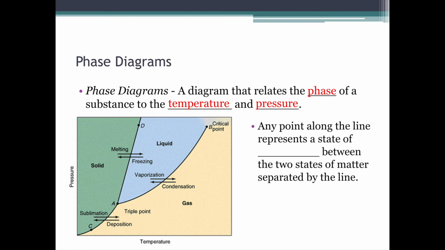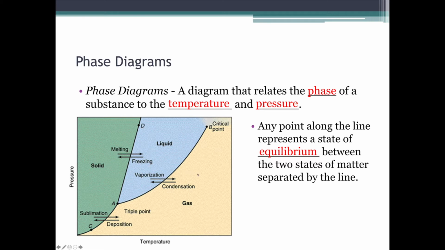So in a phase diagram, any point along a line represents a state of equilibrium between two states of matter separated by that line. That is where a phase change is happening. On a phase diagram, the three phases are easy to identify by the three sections in terms of temperature. We know that solids have the lowest temperature, gases have the highest temperature, and liquids are going to be in the middle. So along any of these lines between solid and liquid, if we're going from left to right, we are melting, but liquid to solid would be freezing.